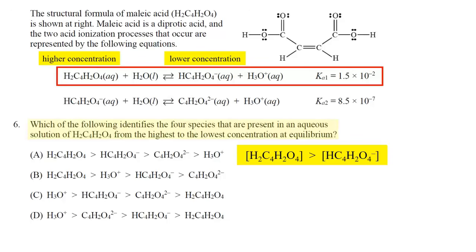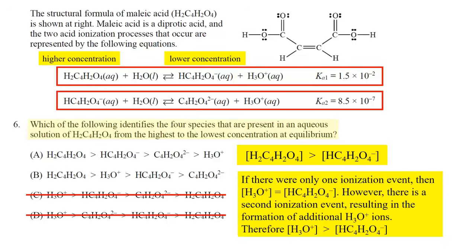so that the concentration of H2C4H2O4, which is maleic acid, is greater than the concentration of the conjugate base HC4H2O4-. Well, now that we've narrowed down the answer to question 6, it's either A or B, let's take a closer look at that second ionization event.